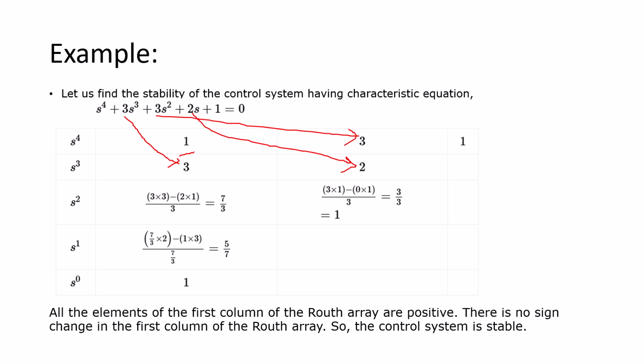Now see here, in the first column all the elements are positive. There is no sign change in the first column of the Routh array. So we can comment that there will be no root located in the right half s plane. Thus we can say that this type of system will give a stable response. So this particular control system is stable.